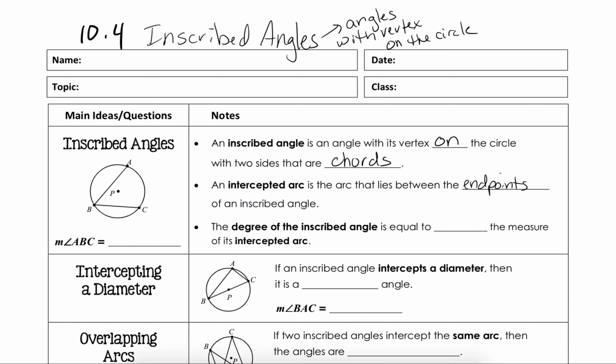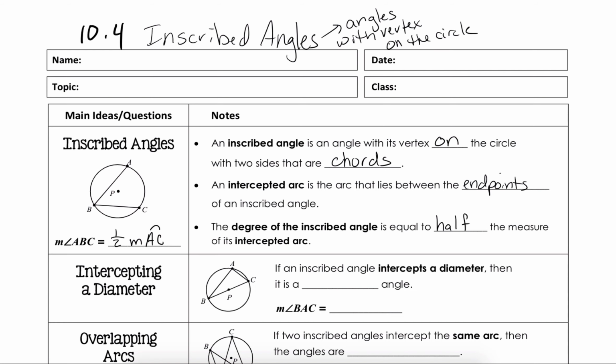Now, here's the theorem that we're going to use today. The degree of the inscribed angle is equal to half its intercepted arc. So let's look at this picture. That means that the angle ABC is equal to 1/2 the measure of the intercepted arc. And we said the intercepted arc was arc AC.